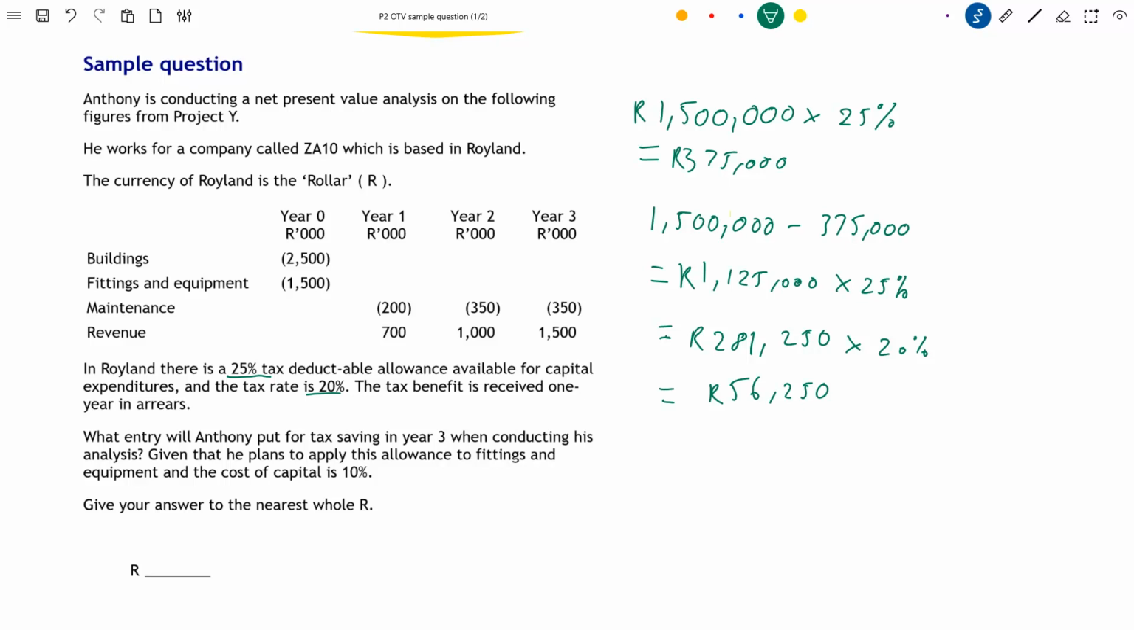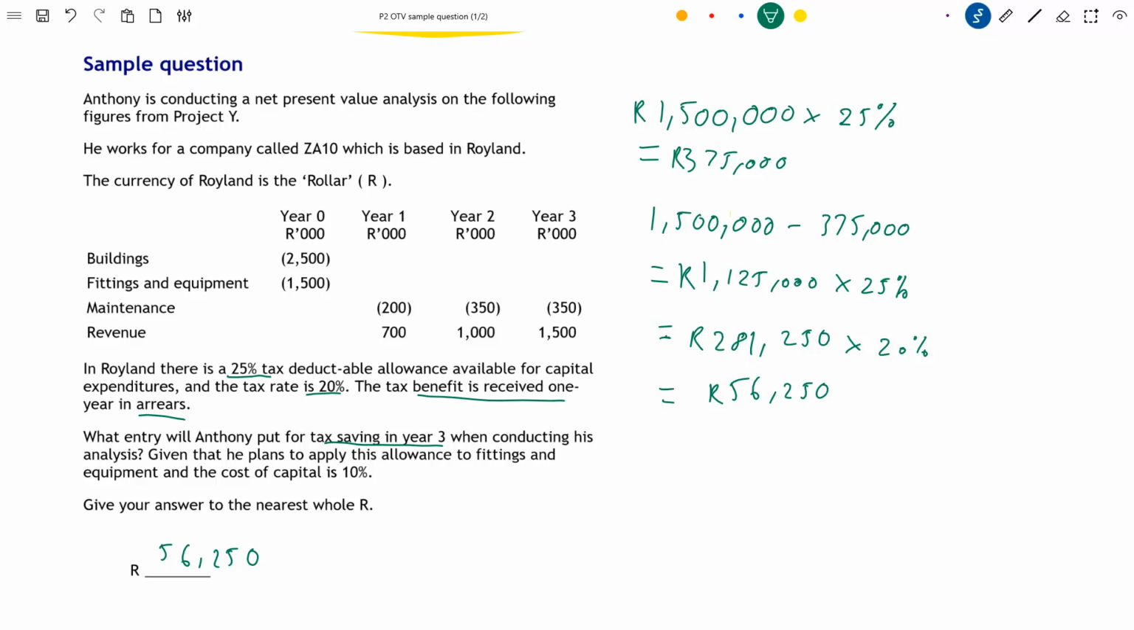And of course, we're looking for the entry for tax saving in year 3, bearing in mind that tax benefit is received 1 year in arrears. So actually, the tax saving from year 2 will be the entry in year 3. And that is the answer. The tax saving is $56,250.